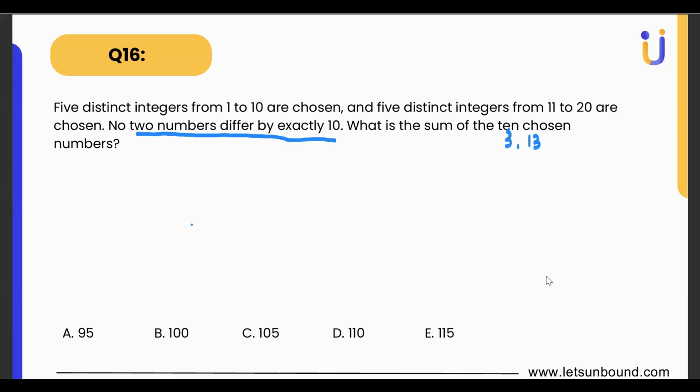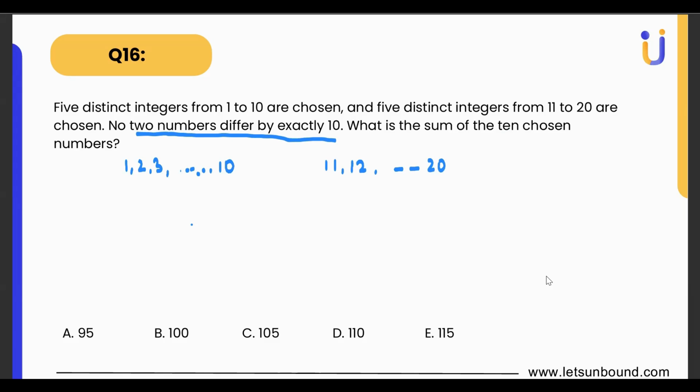So we have two lists here if you look carefully. It is numbers from 1 all the way up till 10, and I have to choose 5 integers from it. Similarly, I have the list from 11 to 20 and I have to choose 5 more integers from it, keeping in mind that my numbers do not differ by 10. For example, if I'm choosing 1, I cannot choose 11. If I'm choosing 2, I cannot choose 12, so that the numbers don't differ by 10.